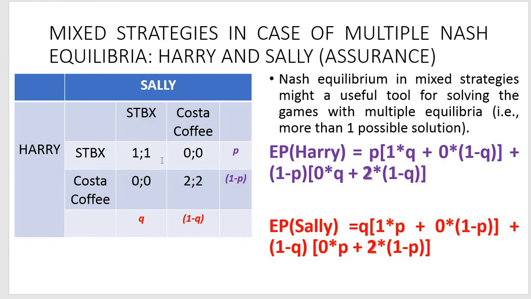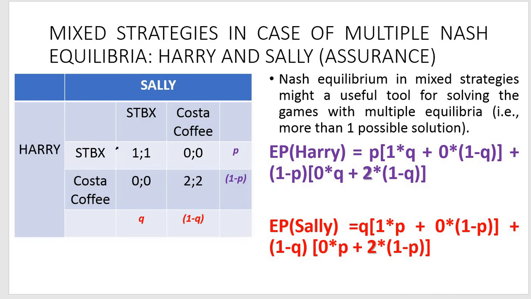So yeah, although this is kind of counterintuitive, it will make sense if you recall that for each of them, the main objective, like the key to defining the optimal mix, is to keep the other player indifferent between going to Costa Coffee and Starbucks. So if Harry shall be indifferent between going to Costa Coffee and Starbucks, then probability assigned to going to Starbucks should be higher.